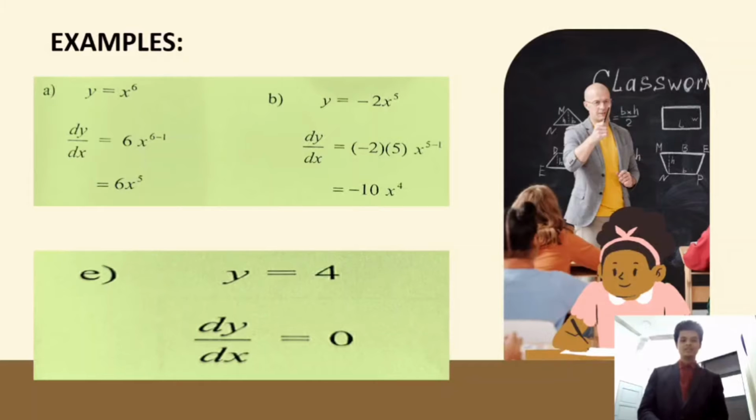The next one is y equals negative 2x power 5. So dy over dx equals negative 2 times 5 x power 5 minus 1, and the answer is negative 10x power 4. The final example is if y equals 4, then dy over dx equals 0, as there is no x term.